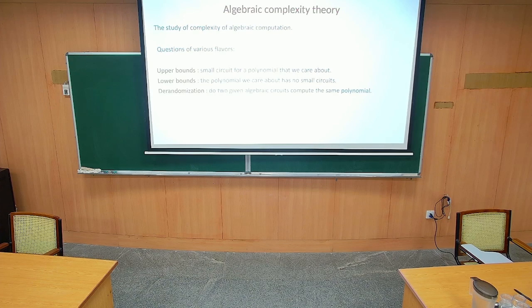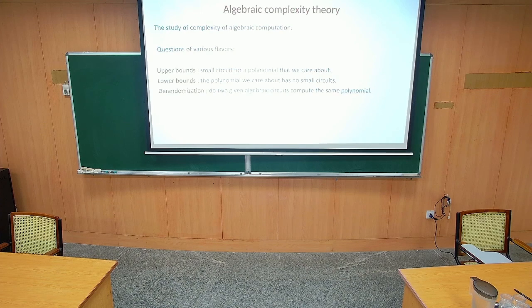Then there's the question of de-randomization. So I'll say in a minute what this means. But the flagship question here is the following. I give you 2 algebraic circuits. I give you 2 of these graphs. And I ask you, do they compute the same polynomial? And this is not as trivial as it seems. Why is this not an obvious problem? If I give you 2 circuits, I ask you, do they compute the same polynomial?